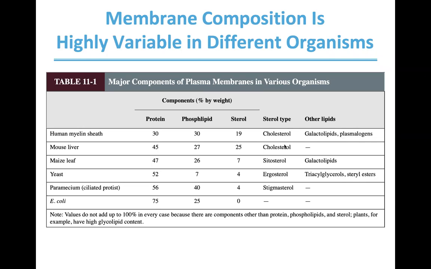Now, this is mouse liver. There's much more protein, so lots of functional stuff. Remember, proteins will be responsible for delivering the signal across the cell membrane, for example. You can see here there's much more protein in mouse liver compared with the human myelin sheath. Yeast, lots of protein.